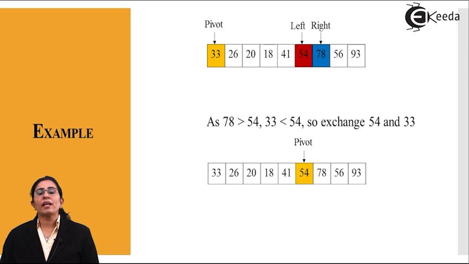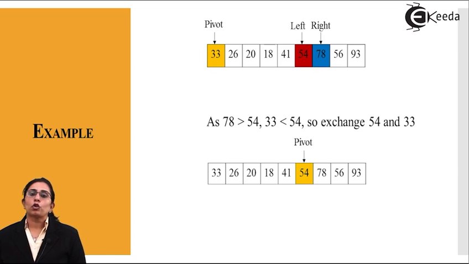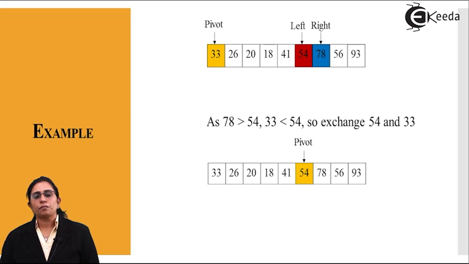So we start comparing again. We say 26 is left, so we compare 26 is less than 33, so there will not be any exchange that will happen, and I increment left by 1. So my left now reaches 20. As 20 is compared, 20 is again less than 33. There will not be any exchange happening, and then we reach left plus plus, that is 18.